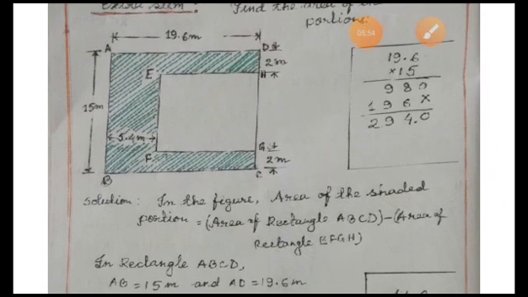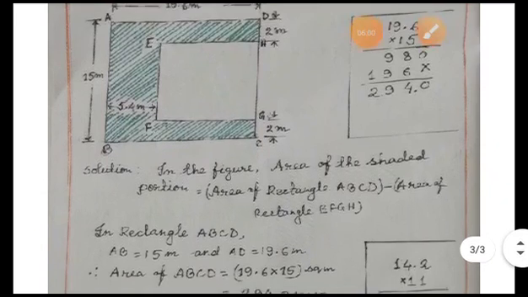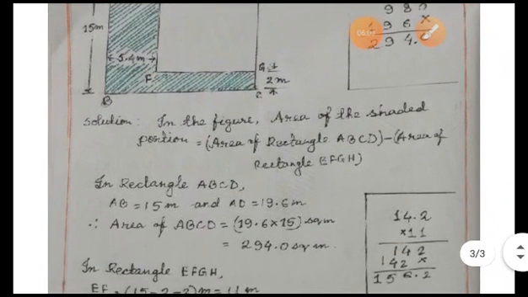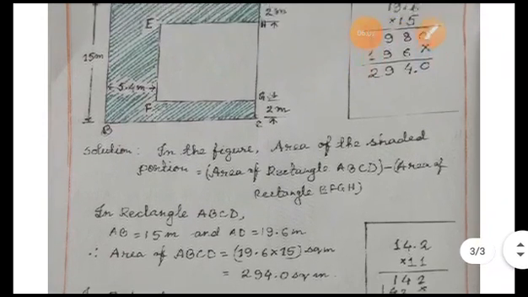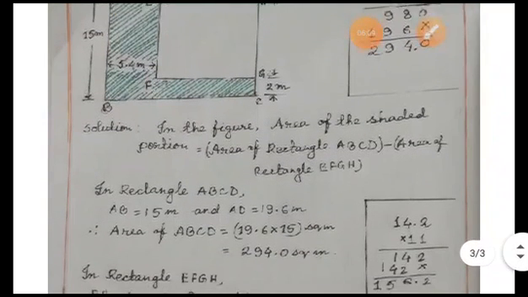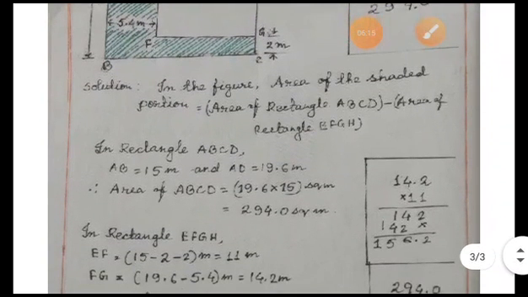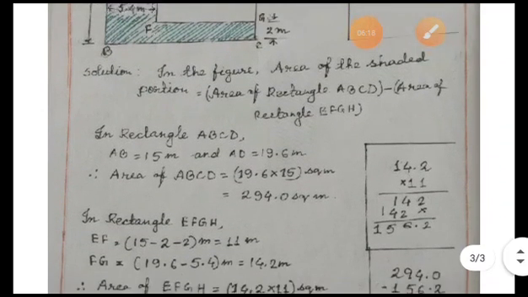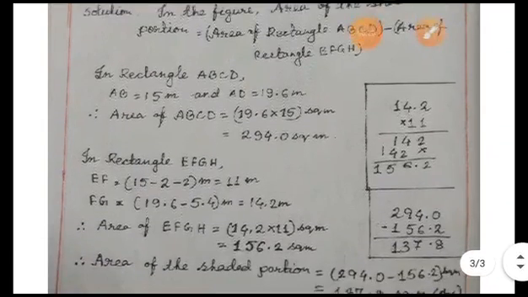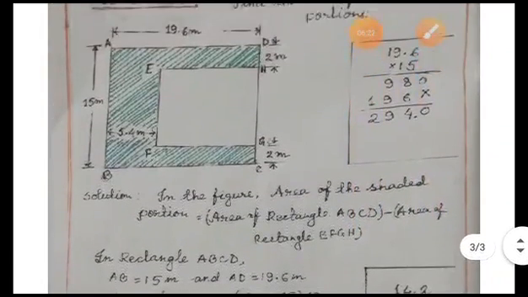So for this what we will do is we will have to find at first the area of the outside rectangle, which is 19.6 meter into 15 meter. The length is 19.6 and the breadth is 15 meter. So you are multiplying 19.6 meter into 15 meter, that is 294 square meter.